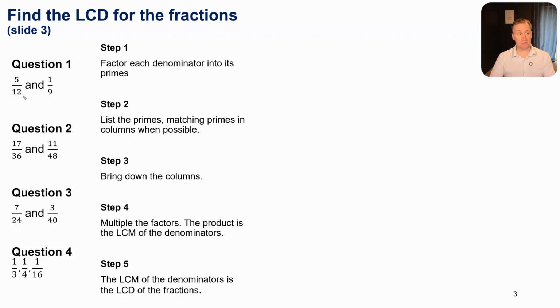All right, so looking at 5/12 and 1/9, let's do the prime factorization of 12 and of 9. The prime factorization of 12 is 2 and 6. We can circle our prime factor of 2, and then 6 is going to be 2 and 3. Nine is simply 3 and 3. So at this point, we've done step number 1, factor each denominator into its primes. Step 2, let's list out the primes, matching primes in columns when possible.